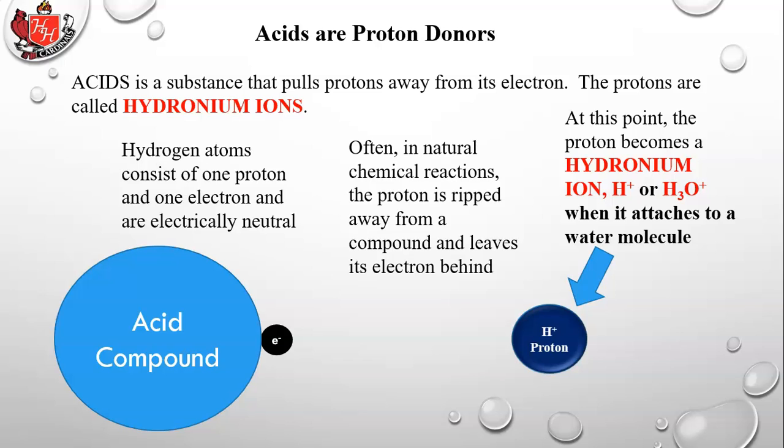Okay, so that's what's happening in a nutshell in all acid-base reactions, or all acid reactions, is that the proton gets pulled away, but it leaves its electron behind. So now the acid compound over there on the left has a negative charge because it has one extra electron without the proton that was attached to it.